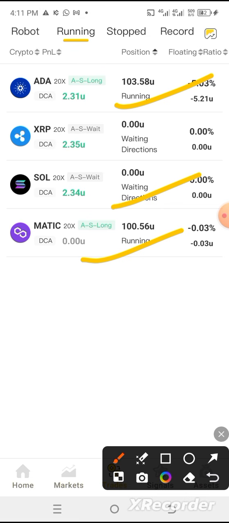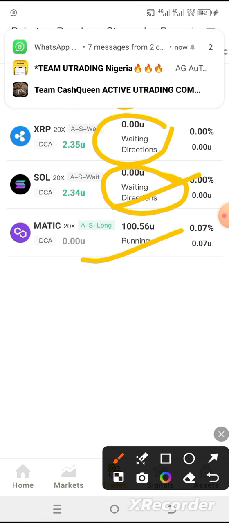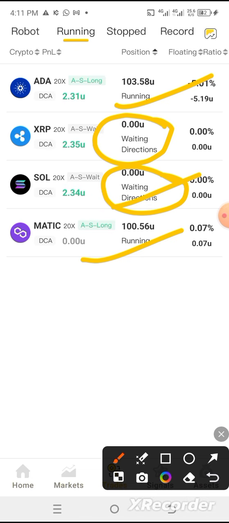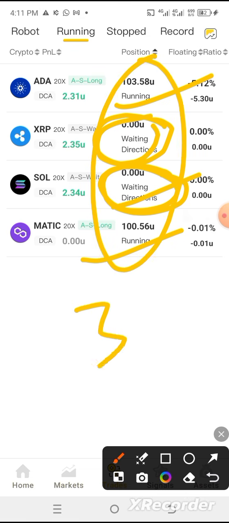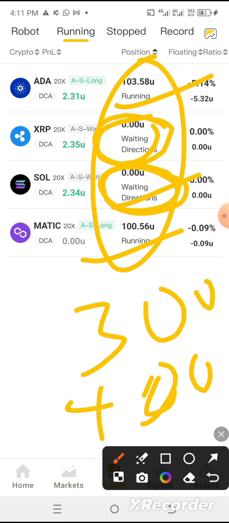So this is waiting for direction. I couldn't have launched this coin if not that I saw this waiting for direction, because now our trade is not going to be a total of 300 again. It's going to be a total of 400 if everything launches at the same time. So I'll cancel one of the two trades right now.